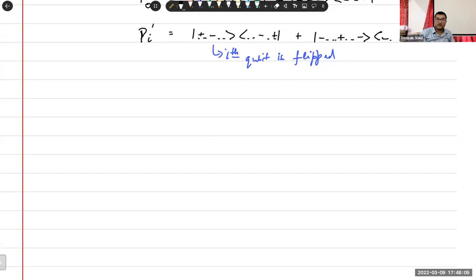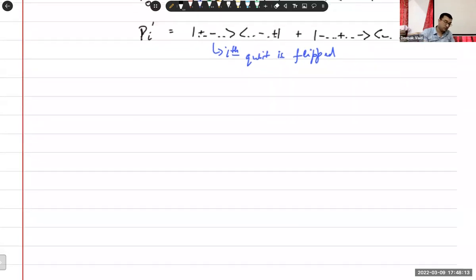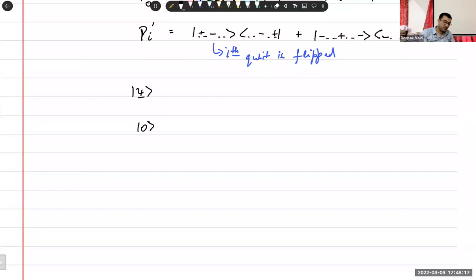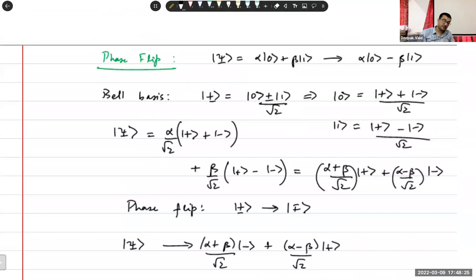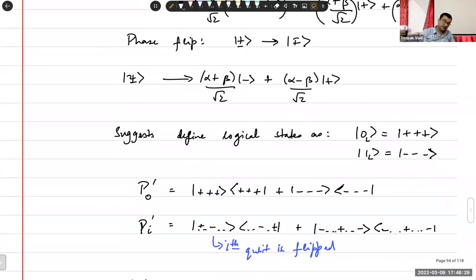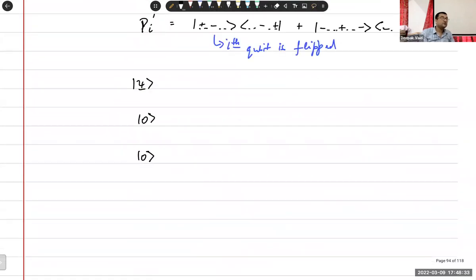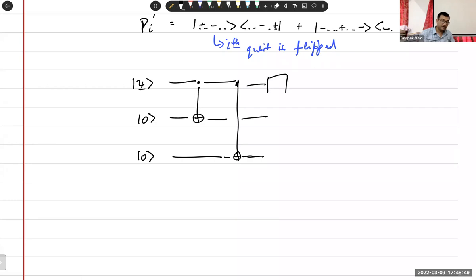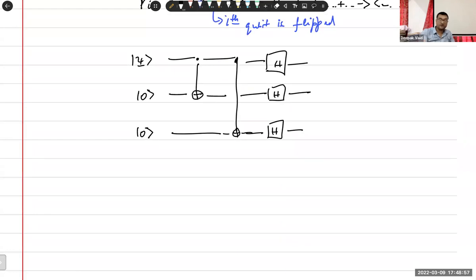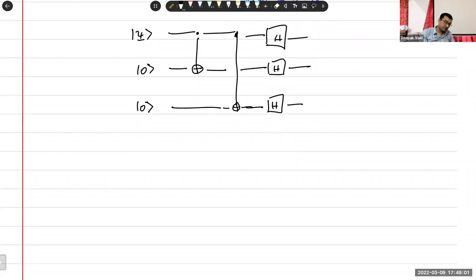Now, again, how do we encode our state in the Bell basis for this phase flip code? Let's write a circuit for that. Can anybody think what the circuit might look like? If you want to generate this state, the plus, plus, plus state, what would you do? Hadamard is our friend, right? So we do our usual C naught first, okay? And then we apply a Hadamard on each one of these qubits, right? So if you do this, what happens?